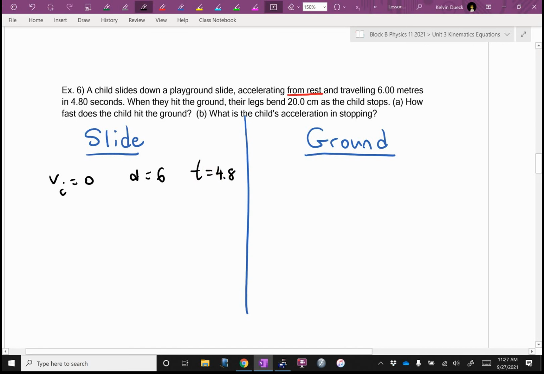When they hit the ground, now I'm on the ground. The legs bend 20 centimeters, so D is 20 centimeters. I need to convert that to meters. Does anybody know how many meters 20 centimeters is? It's 0.2. It's divide by 100, or we can set up a full chain. But let's just make a little note, 0.2 meters. Stops, another physics word. What's that? Tell me. What's zero? VF.